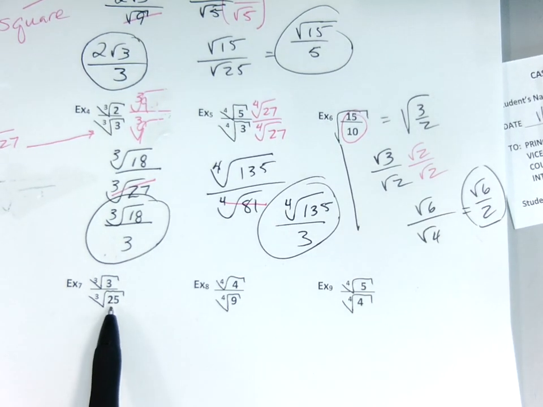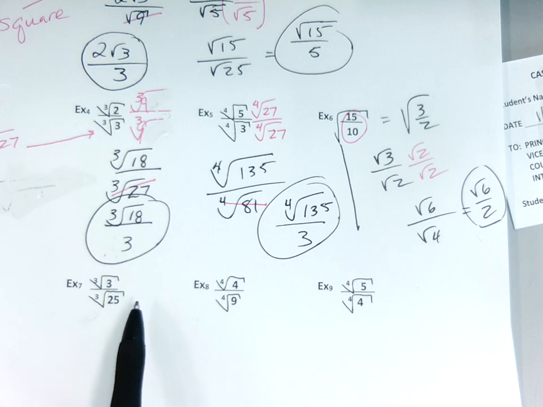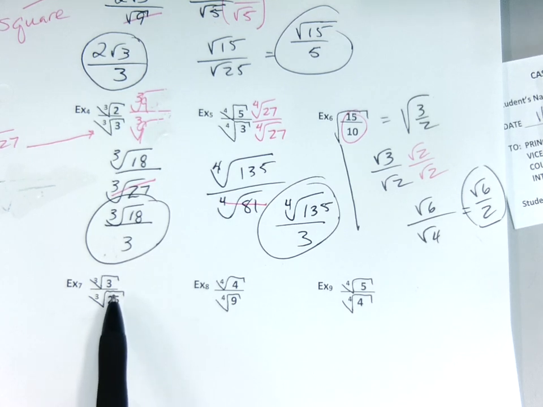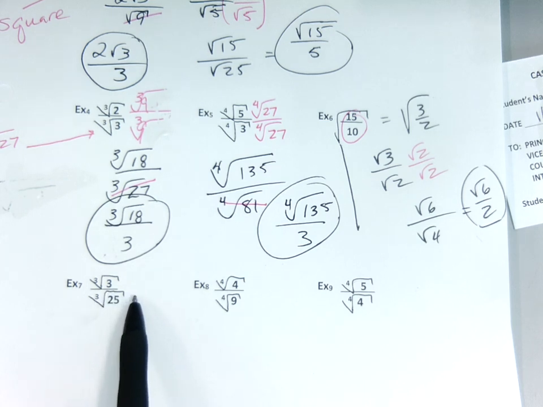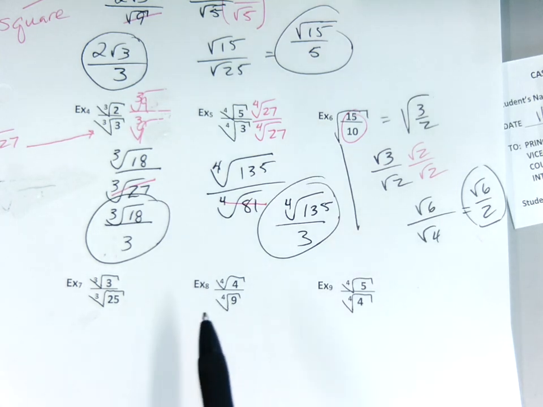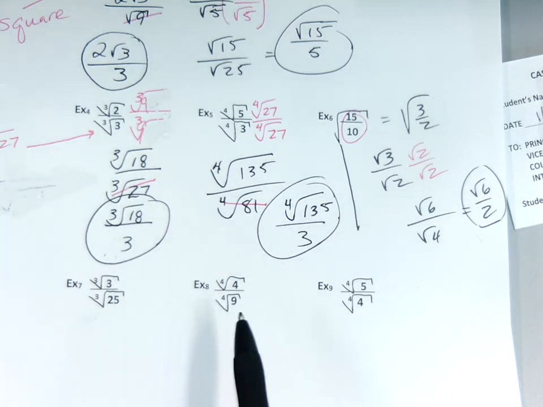Okay, example 7. Charles, I have 2 5s here. If I could put in a third 5, I'd have 3 5s. That's the way I think of it. What do you want to multiply by? That's 5 squared, so I need 3 5s. What number up here can I make into a perfect cube?